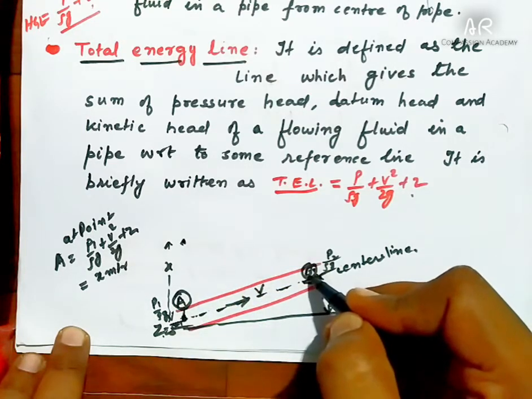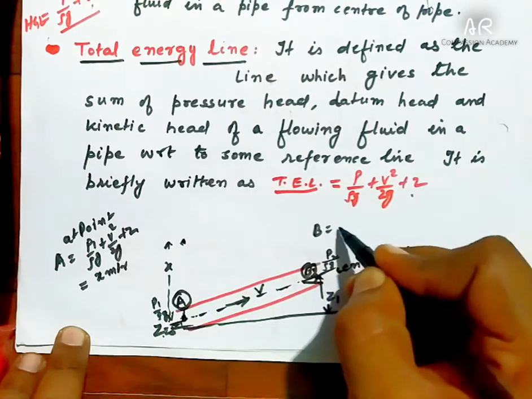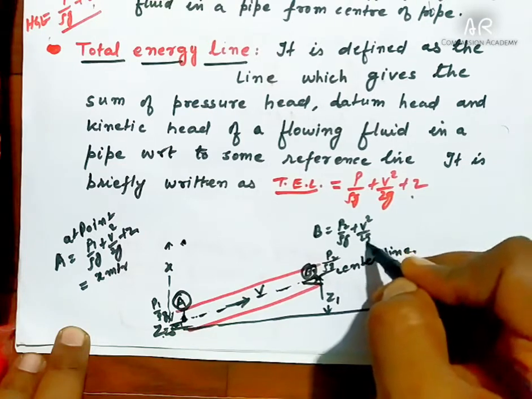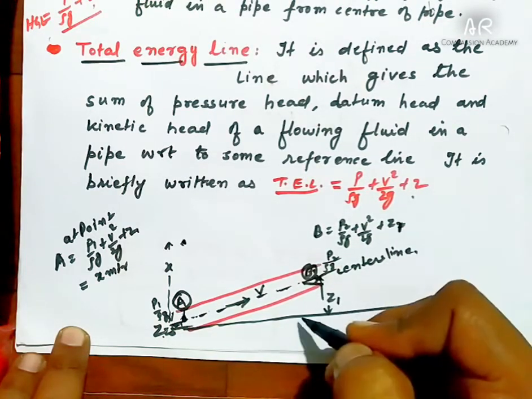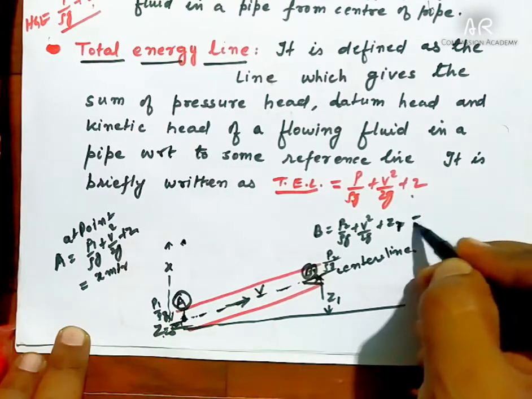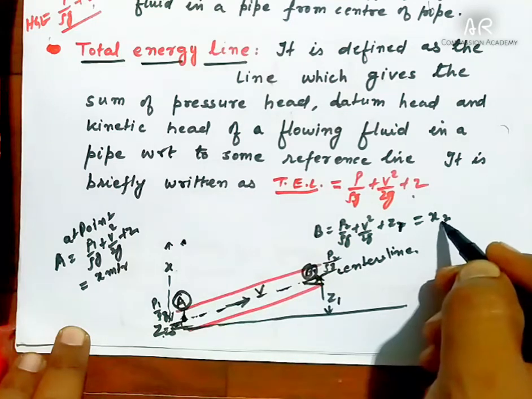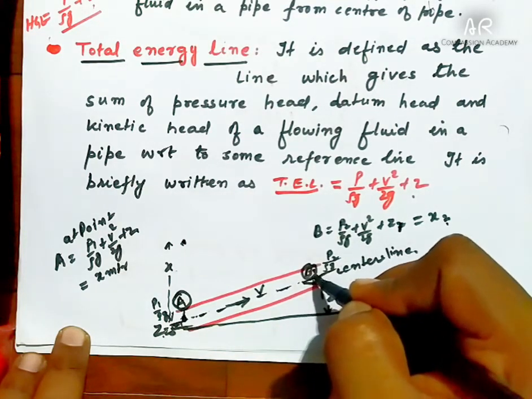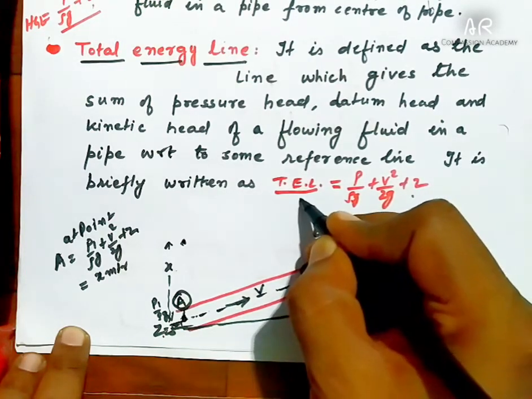And at this point B, the total energy is P2 by rho G, velocity remains same, V square by 2G, and Z2 is the datum. So suppose it is X2. Here it is X1, and here it is X2. From this center line, this X2 comes here.